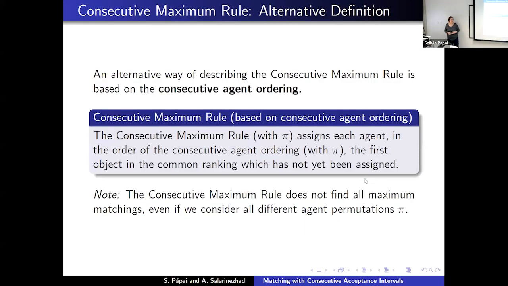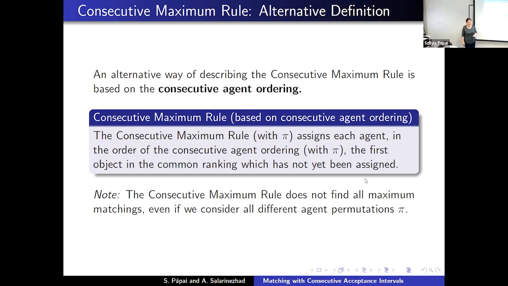And so it turns out that we can give an alternative definition of this consecutive maximum rule, which is based on this consecutive agent ordering. It assigns the agents in the order of the consecutive agent ordering, and we give each agent the first object in the common ranking which has not yet been assigned. Okay. All right. I'm going to show you an example, but this is sort of to motivate to some extent the next step.